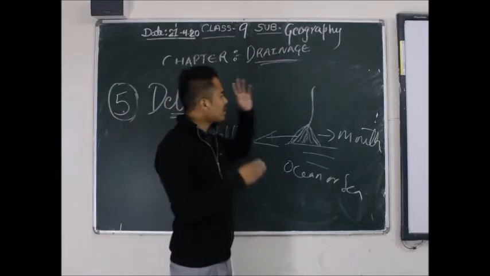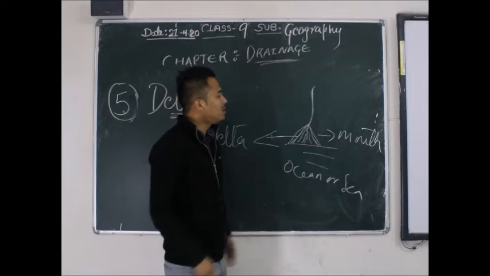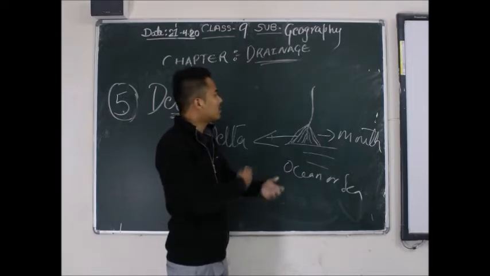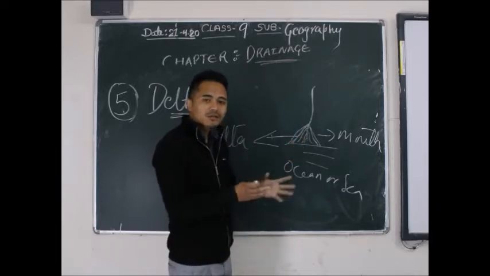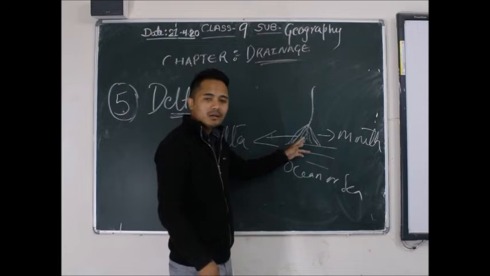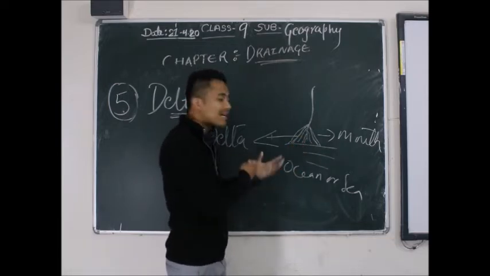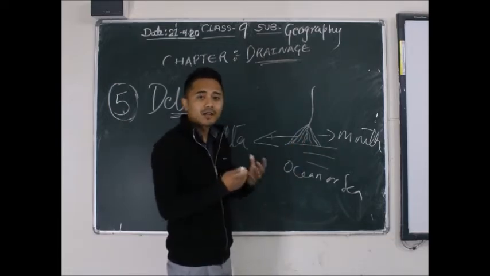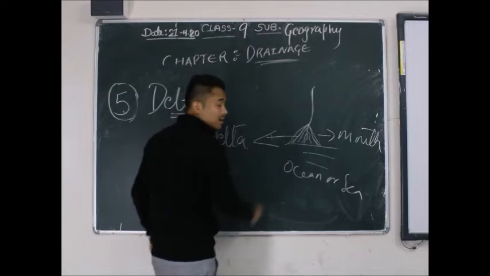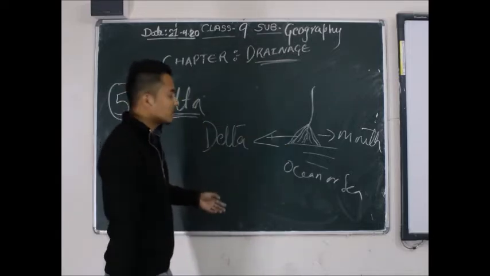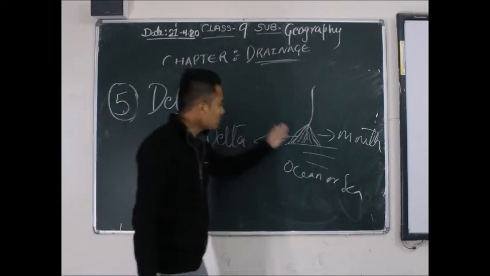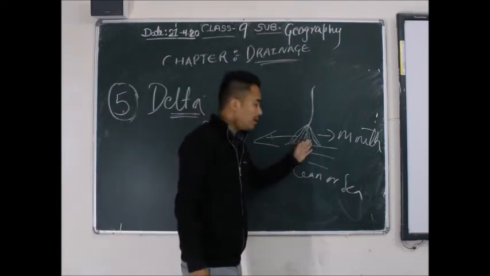Everything, from minerals to rocks, is brought out here and deposited. And out here, even landmass structures are formed. The area where the delta is located has very fertile soil. Why? Because the minerals and everything eroded by the river are brought and deposited in this area.